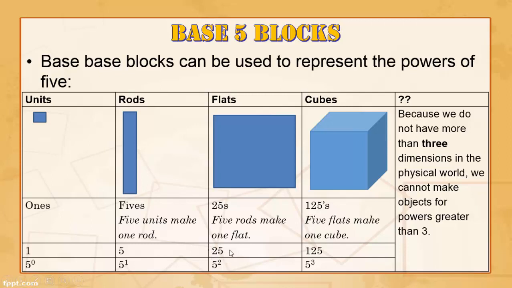So 1 flat is made up of 25 units, or 5 to the second power, or 5 squared. And then cubes, well, that's the 125s column, and that would be 5 flats make up 1 cube, and 125 units make up a cube, and that's the same thing as saying 5 to the third power. And again, in the physical world, we do not tend to go higher than this, so this is where our block world tends to end.